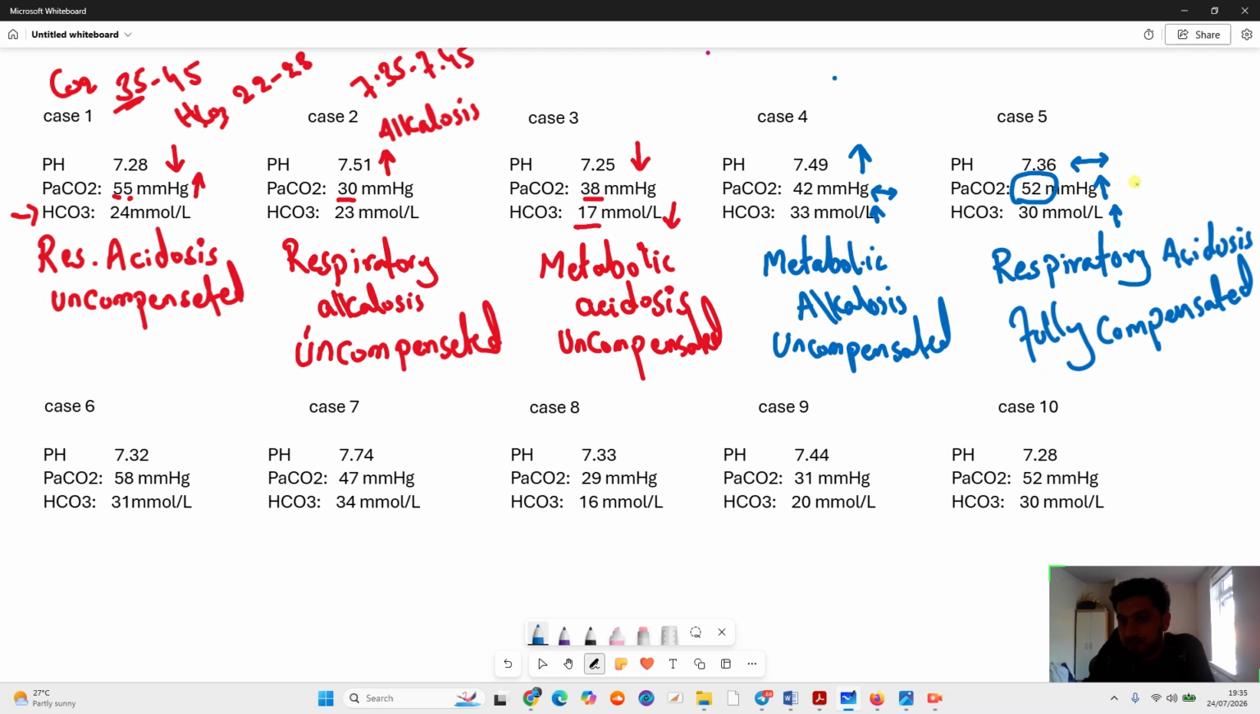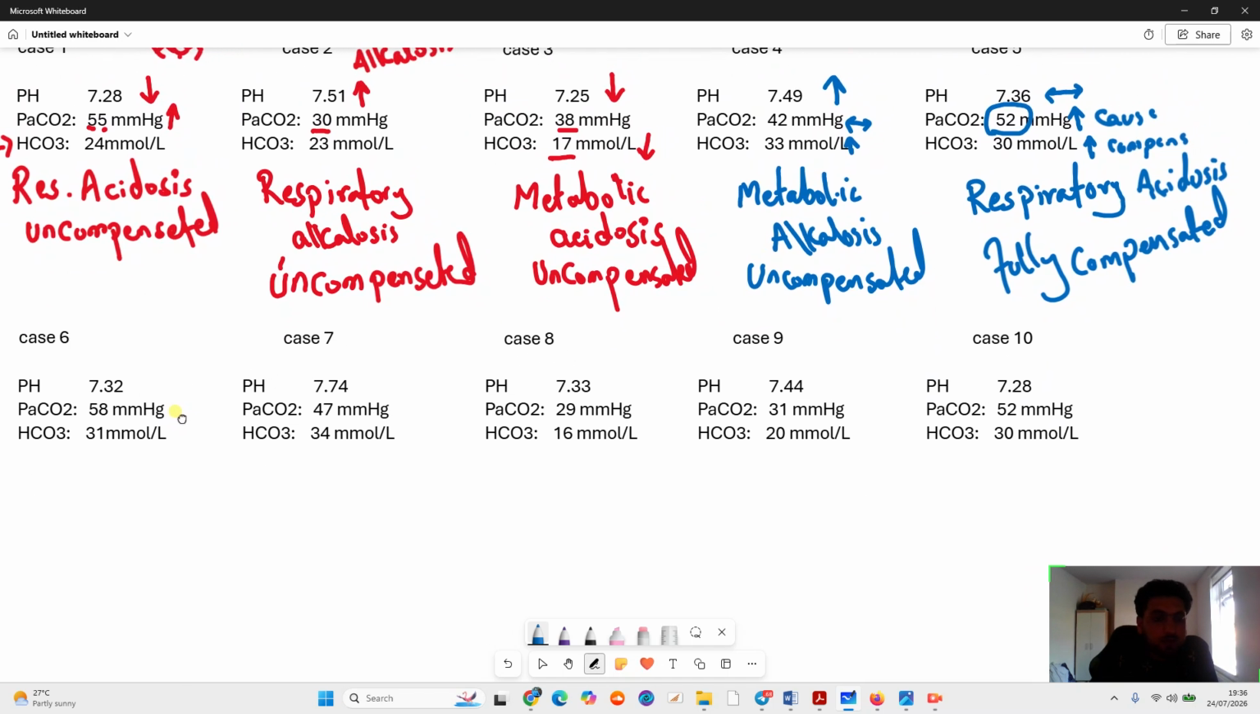So the main cause of the acidosis is carbon dioxide. That is the main cause. And that is the compensation. Due to compensation, the range is going up.